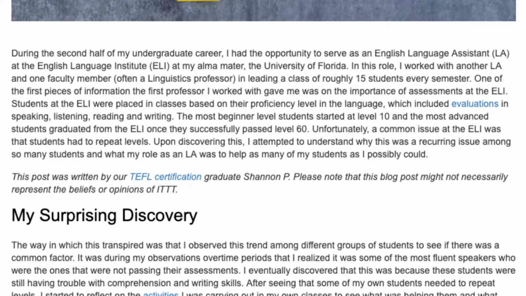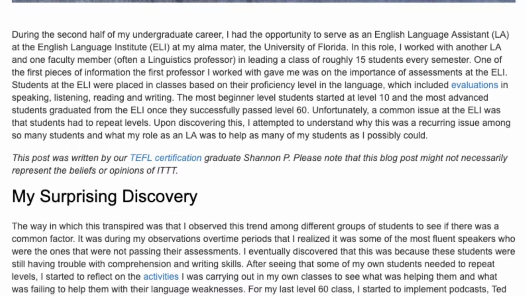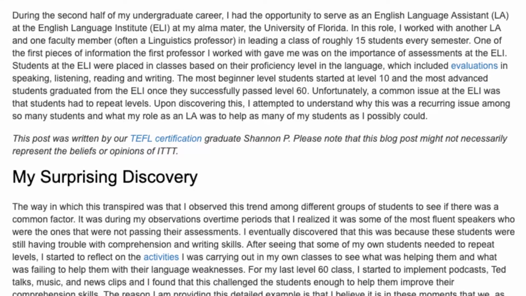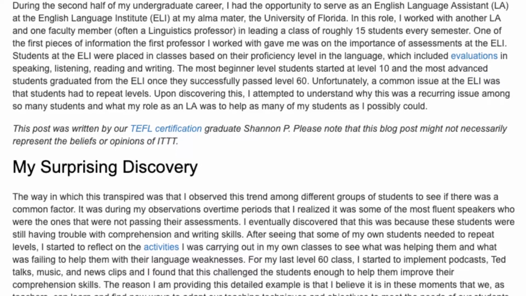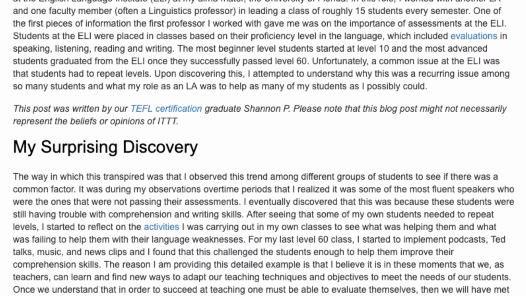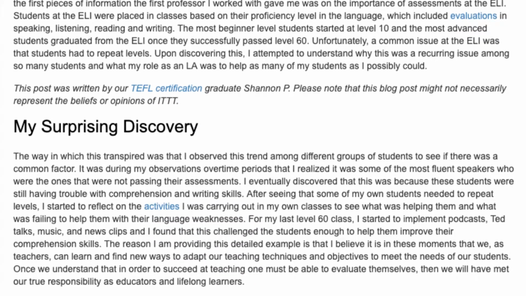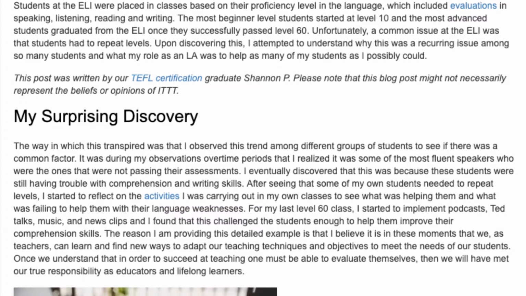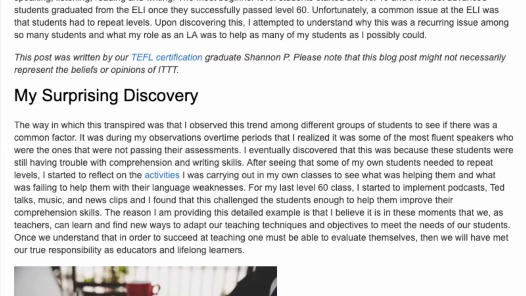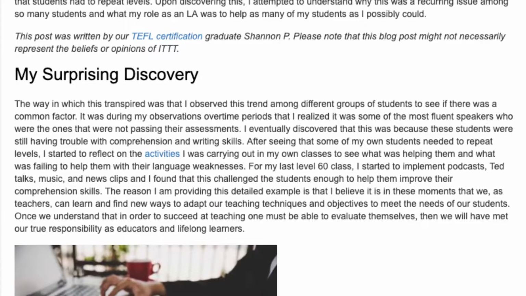Upon discovering this, I attempted to understand why this was a recurring issue among so many students and what my role as an LA was to help as many of my students as I possibly could. My surprising discovery: I observed this trend among different groups of students to see if there was a common factor. It was during my observations over time that I realized it was some of the most fluent speakers who were not passing their assessments. I eventually discovered that this was because these students were still having trouble with comprehension and writing skills.